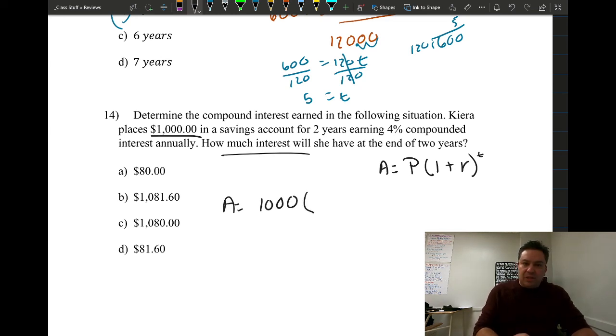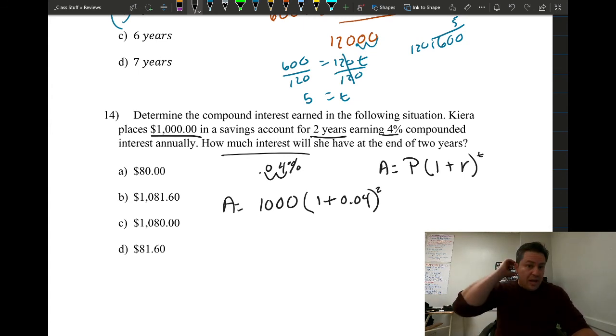Parentheses, that means I'm gonna multiply by whatever's inside the parentheses. 1 plus the rate. Remember, convert to decimal. So 4% is gonna be 0.04, to the power of T. So that means square in this case.